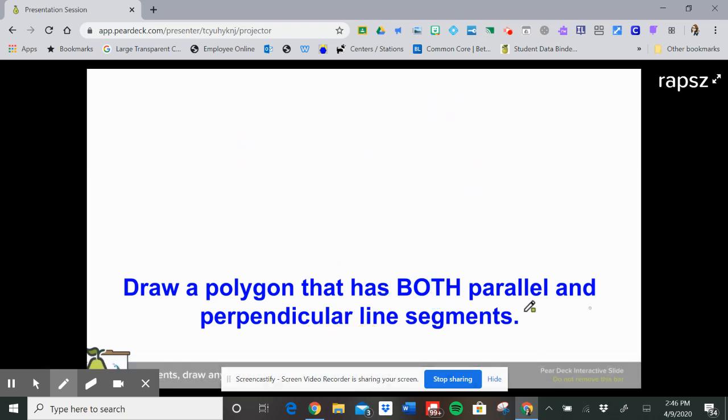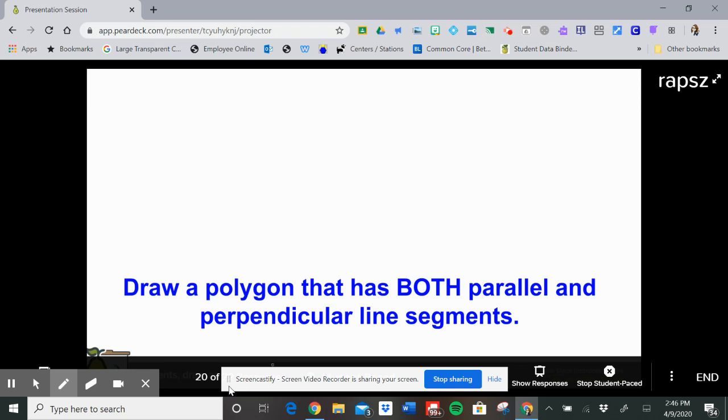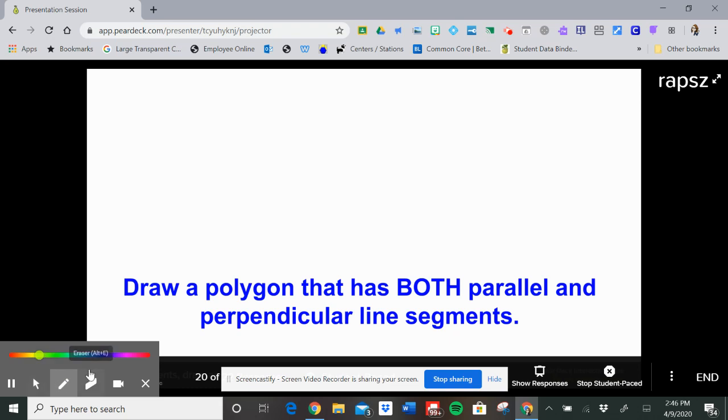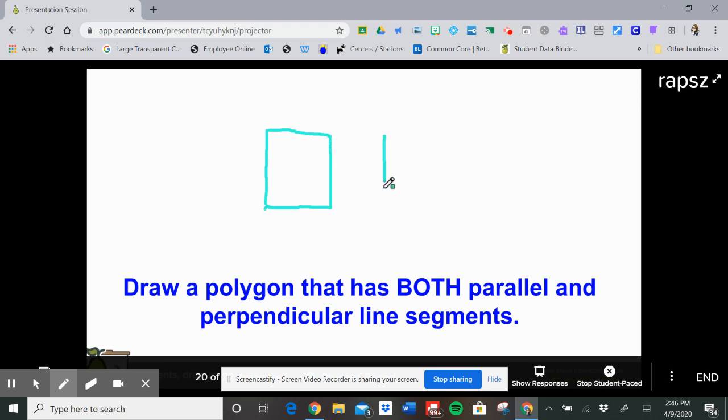Draw a polygon that has both parallel and perpendiculars. Most of you did the obvious, a rectangle or a square. Those are certainly not our only choices. We could have done some kind of a trapezoid. But you could have done any number of designs here. There's perpendicular, and then I could come all the way down here, something like that. I've got parallel, and I've got perpendicular.